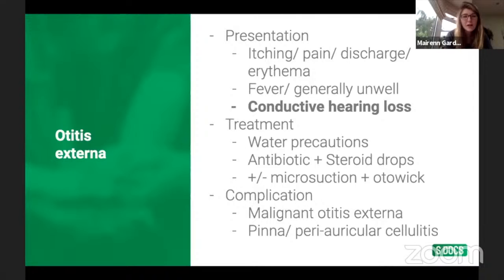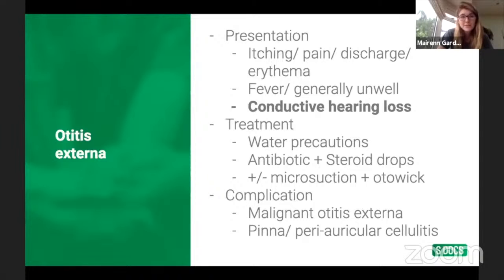For these patients, conservatively, you need to make sure that they're careful with water precautions. So they shouldn't be getting their ear wet. They should avoid swimming and getting water into their ear canal. When they're in the shower or having a bath, they need to be cautious of this. Treatment is antibiotic and steroid drops. You need aminoglycosides or quinolones.